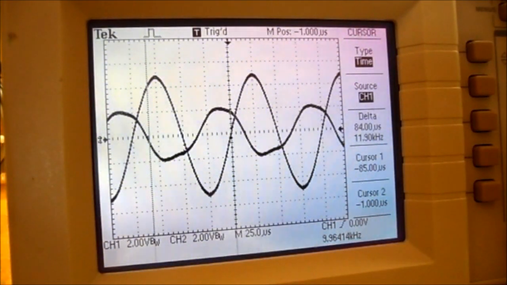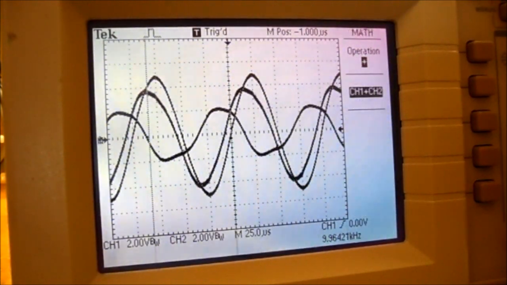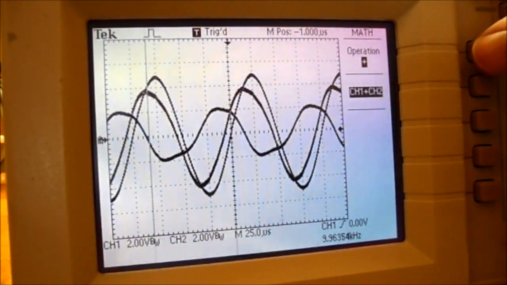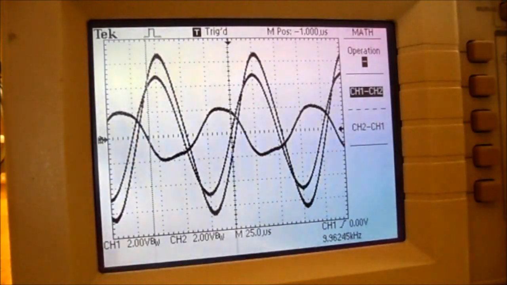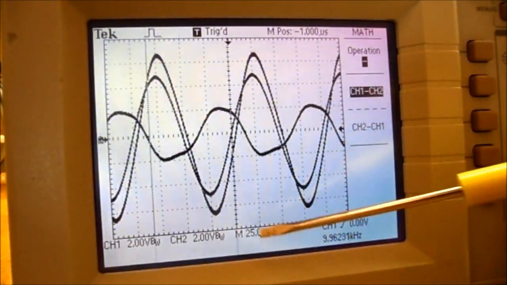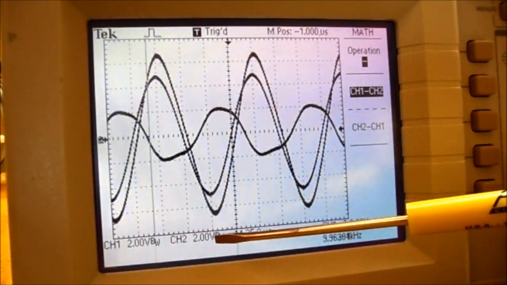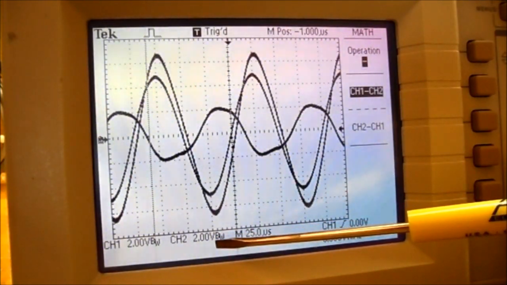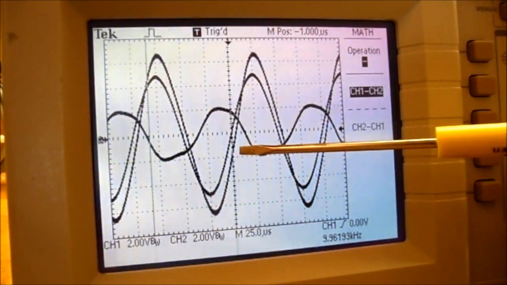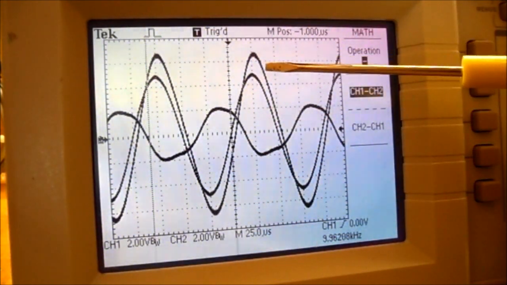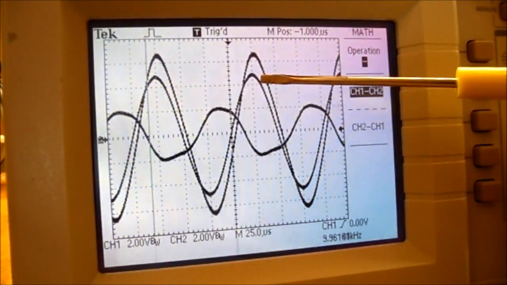Now I want to look at the voltage across the capacitor. To do that, I press the Math menu button. The operation is going to be minus, and it's channel 1 minus channel 2. Remember, for both channel 1 and channel 2, the volts per division must be the same for the Math menu button to work. So you can see the capacitor voltage is larger than the input voltage.